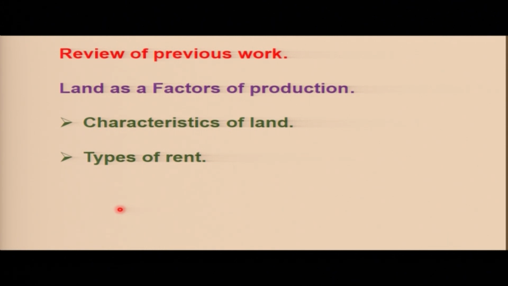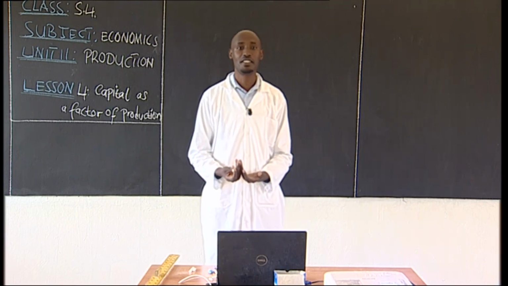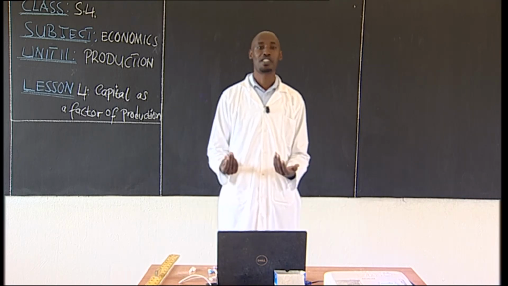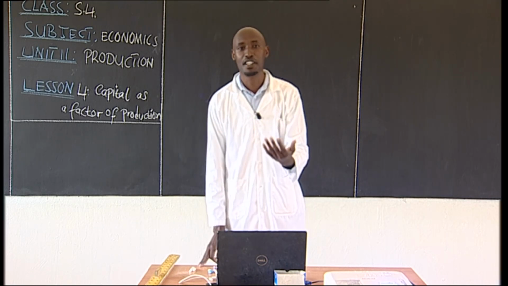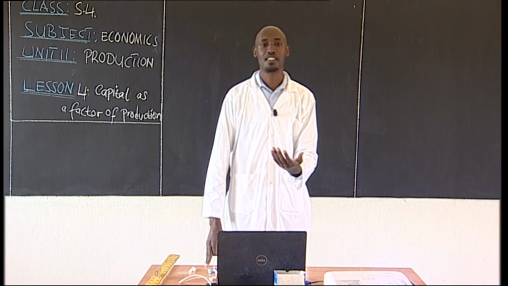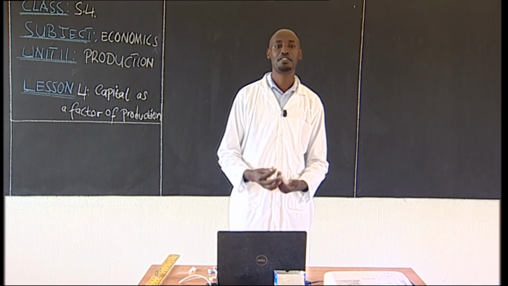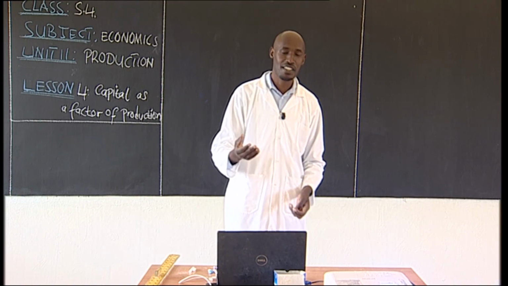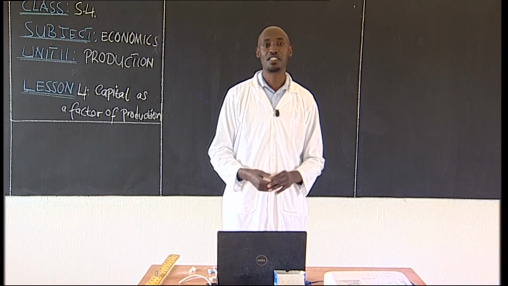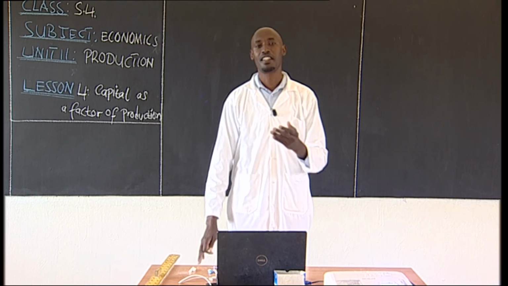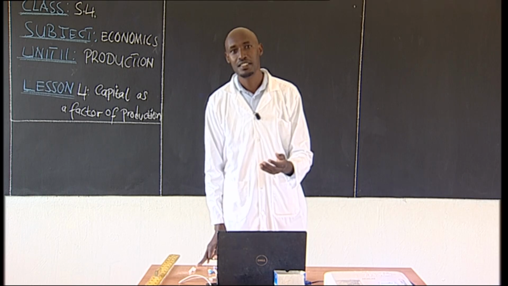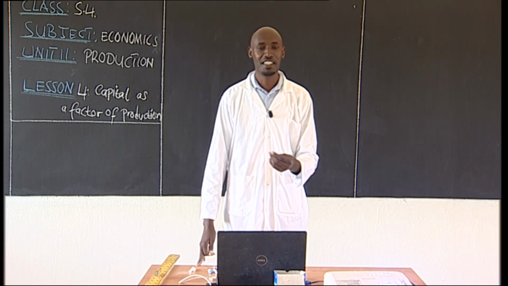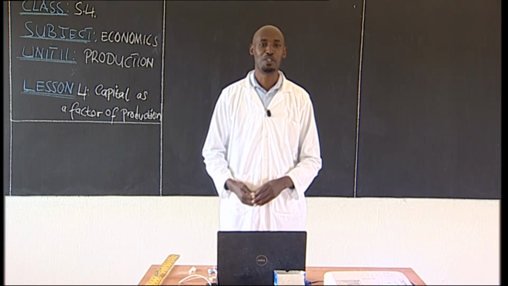So you remember, last time we looked at land as a factor of production, and we looked at some of the characteristics. Could you remind me some of them? Good. We said that land is a free gift. Land is immobile. Land is fixed, right? Land is also paid for.